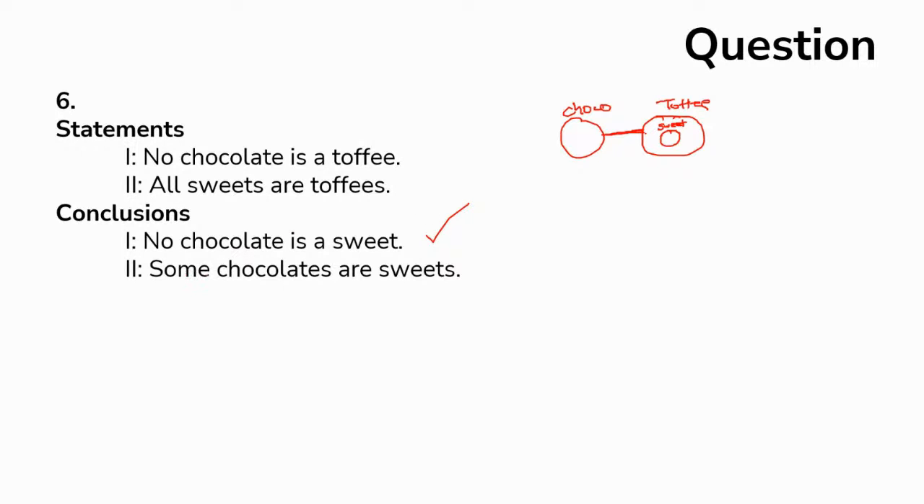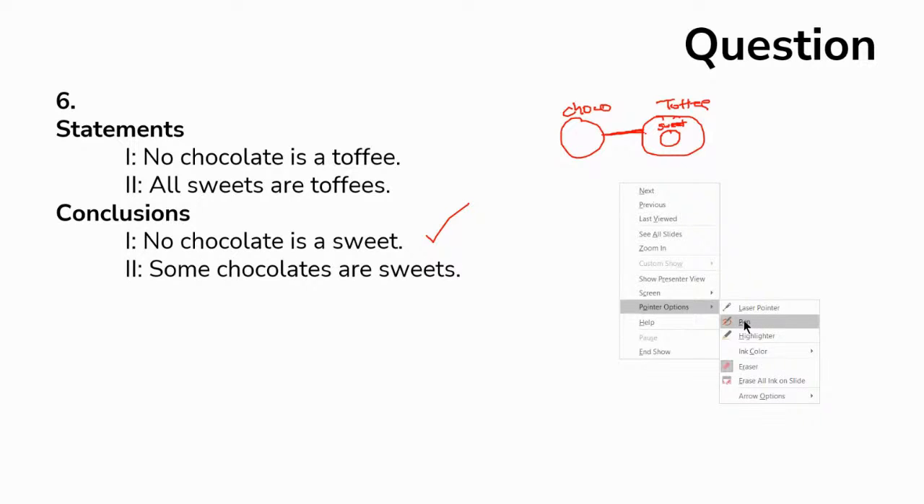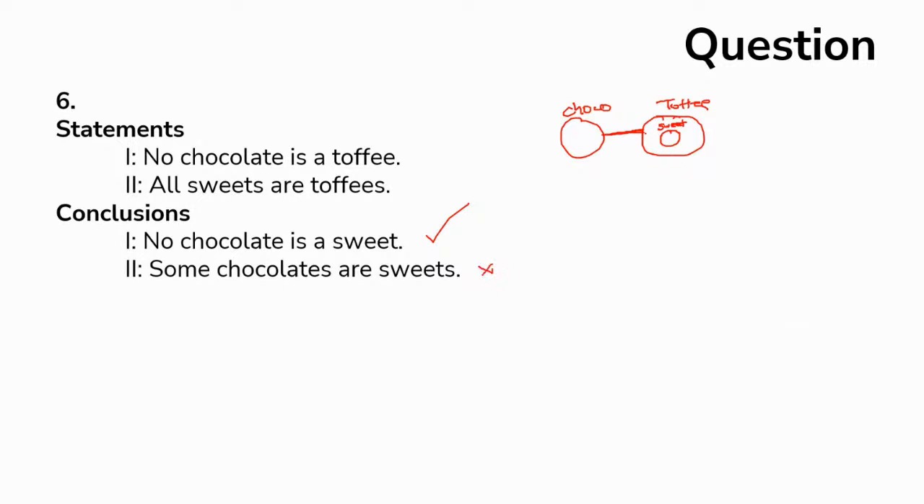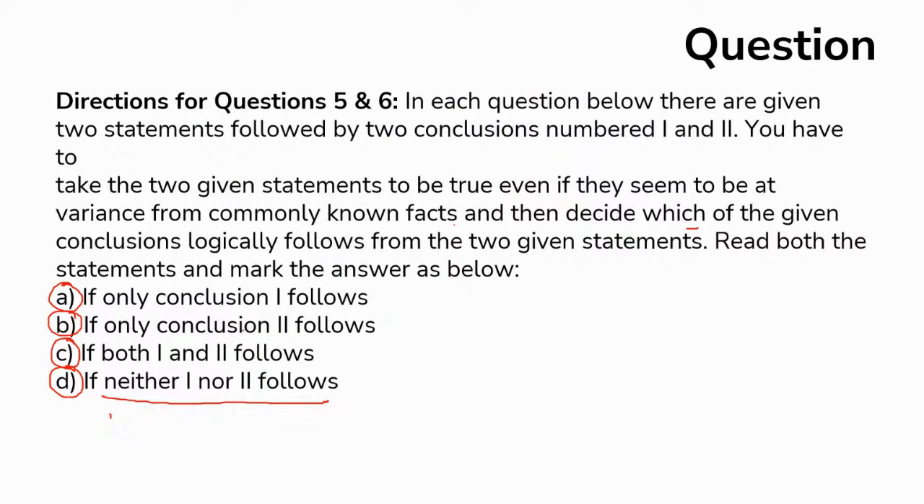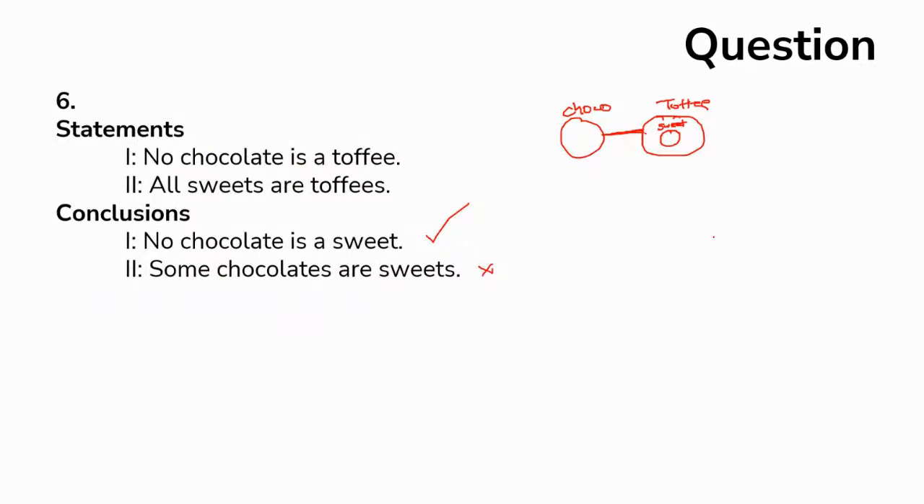And the second one, some chocolates are sweet. Can you connect chocolate and sweet like this? We can't connect them because toffees cannot be chocolates. So that cannot happen, and in that case the second statement is going to be wrong. Statement one alone is right, so from the answer options, we'll mark it as only conclusion one follows. So the answer option is A. That will be our answer.